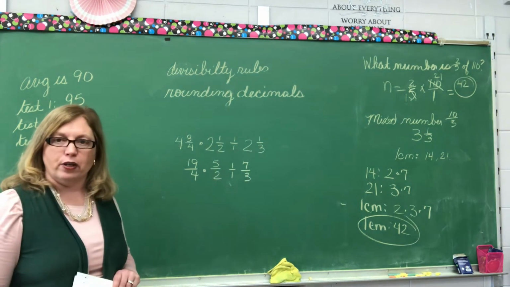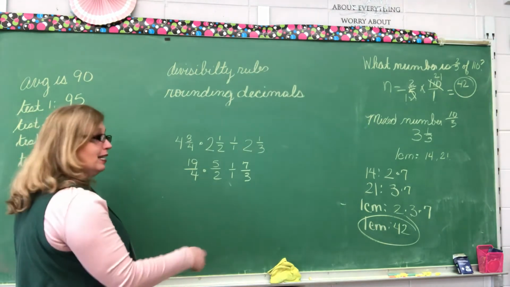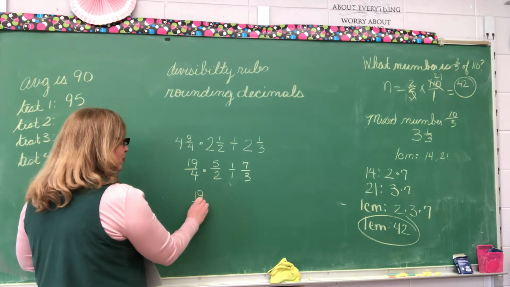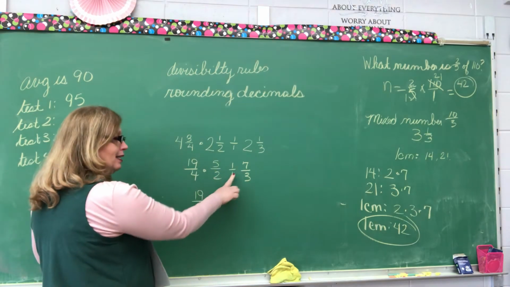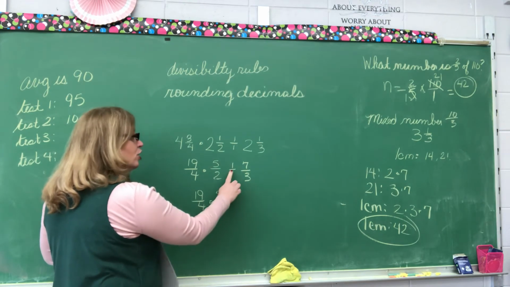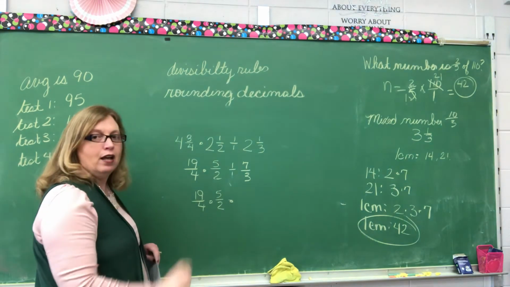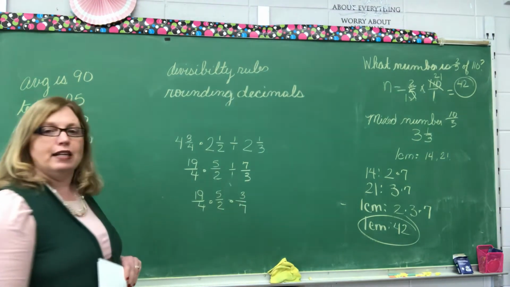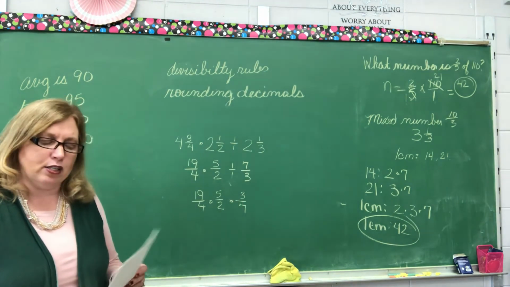Now what do I do? Now I'm going to keep, change, flip. Remember, this is already multiplication, so I'm just going to bring that one down. This is a division problem, so keep the first one, bring it down, change your sign to multiplication, and flip the second one. Now what do I do? I see if I can cancel, and then I solve it.